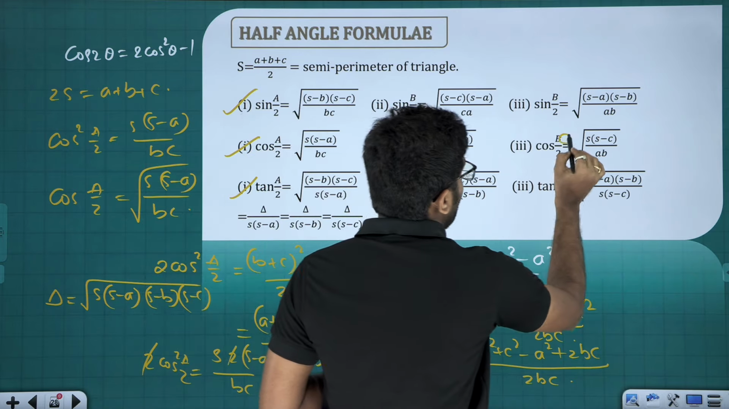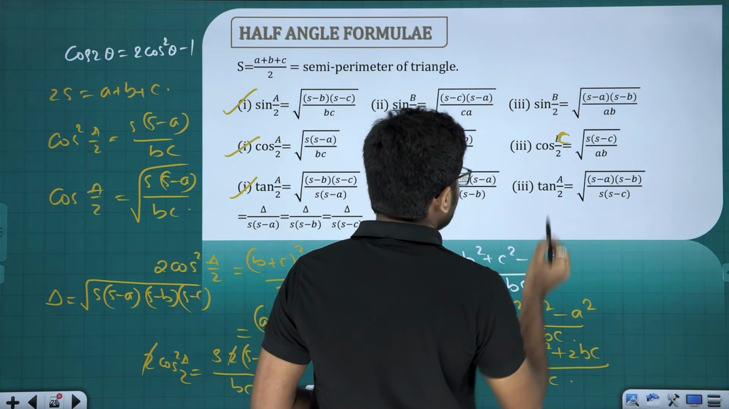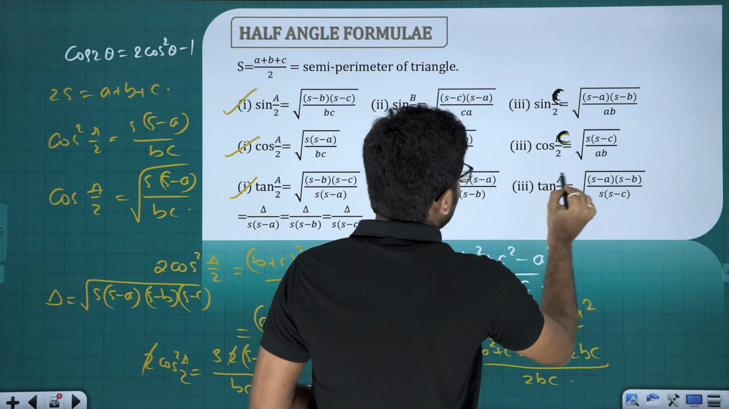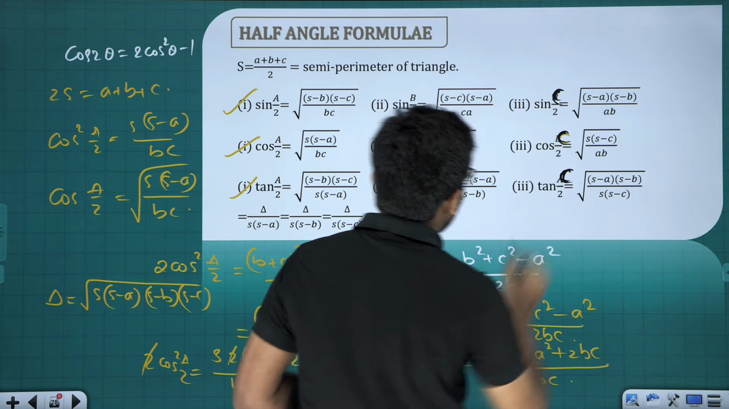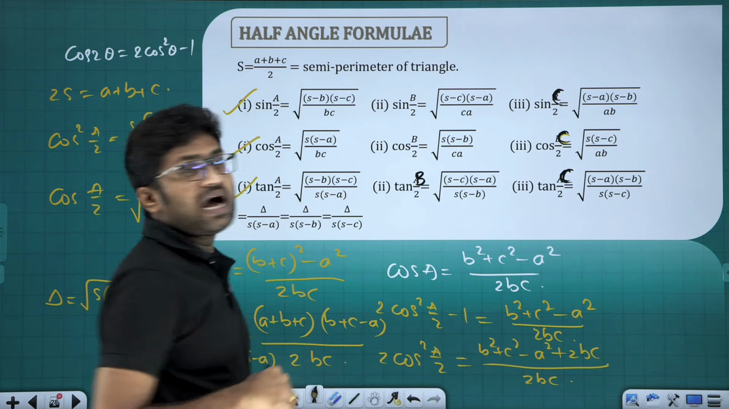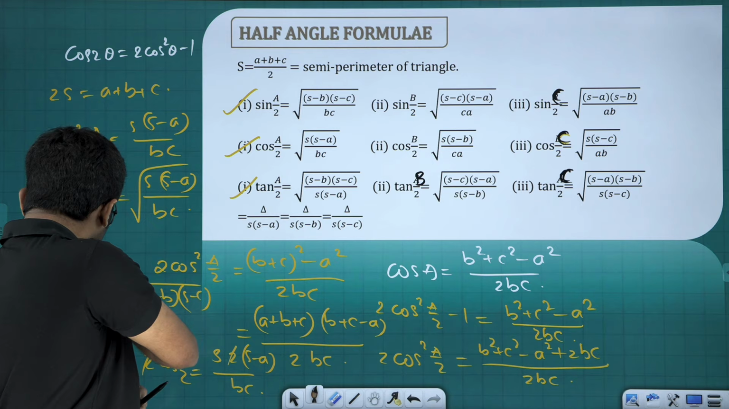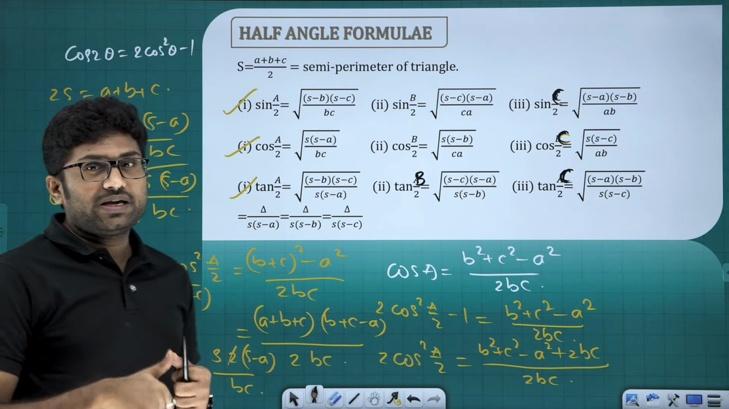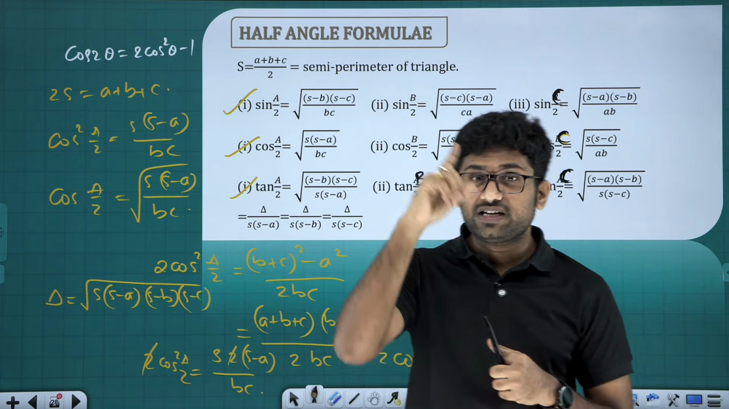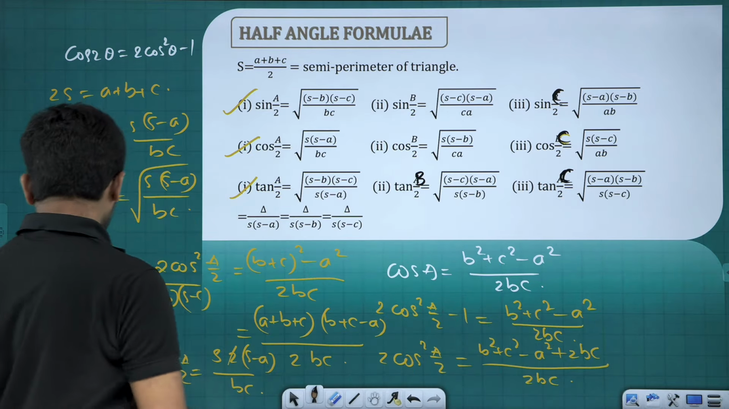Cos C by 2, similarly. Sin B by 2, cos B by 2, and tan C by 2. That's it. So these are the three formulae that we have in half angle formulae. Clear? And already I said delta is square root of S into S minus A into S minus B into S minus C, which is Heron's formula that we discussed in grade 9 itself. So by using that, we can express it in terms of delta also.